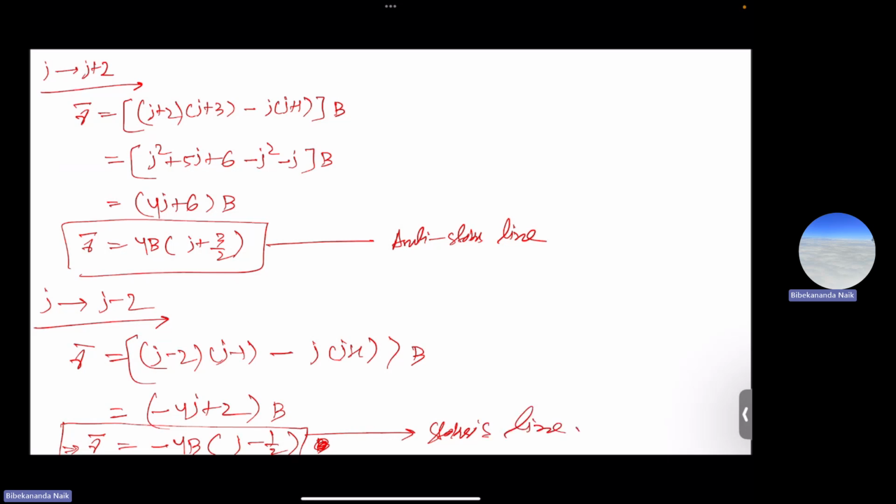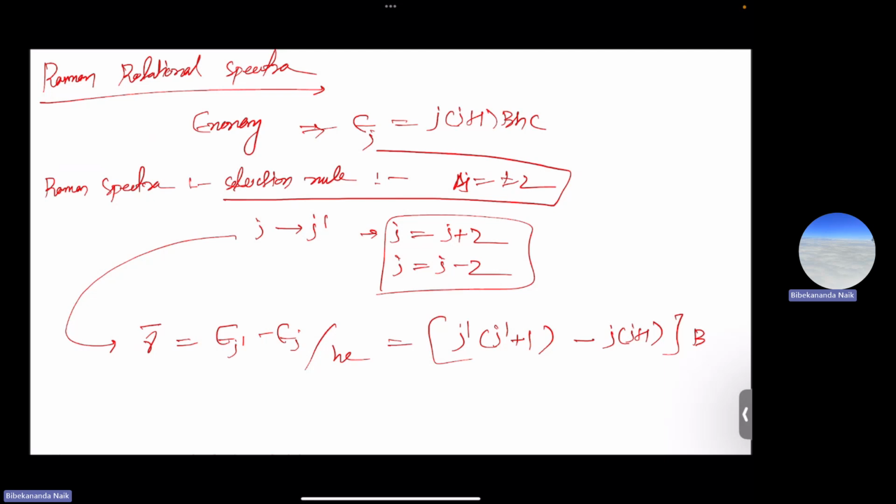These are the concepts. So you should remember that the selection rule is delta J equals plus minus 2 for Raman spectra. However, for rotational spectra it is plus minus 1. So that is the main difference between Raman rotational spectra and normal rotational spectra. These are a few things that we discussed about Raman spectra.